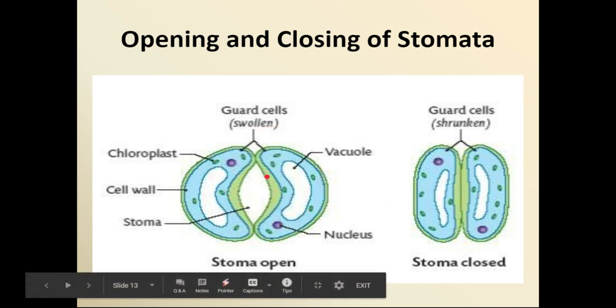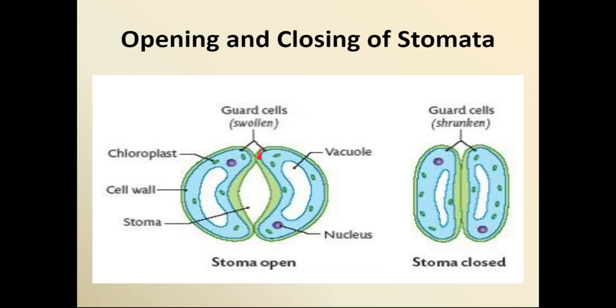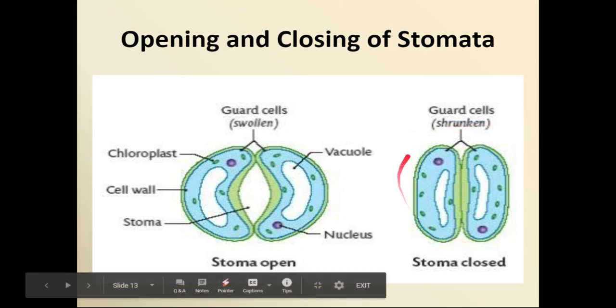In open stoma, what will happen? CO2 will be taken in for the process of photosynthesis, and O2 will be released out from the pore because it is not being required by the plant. So it will be released from these pores. Okay, understand this fact. This is open stoma, this is closed stoma.